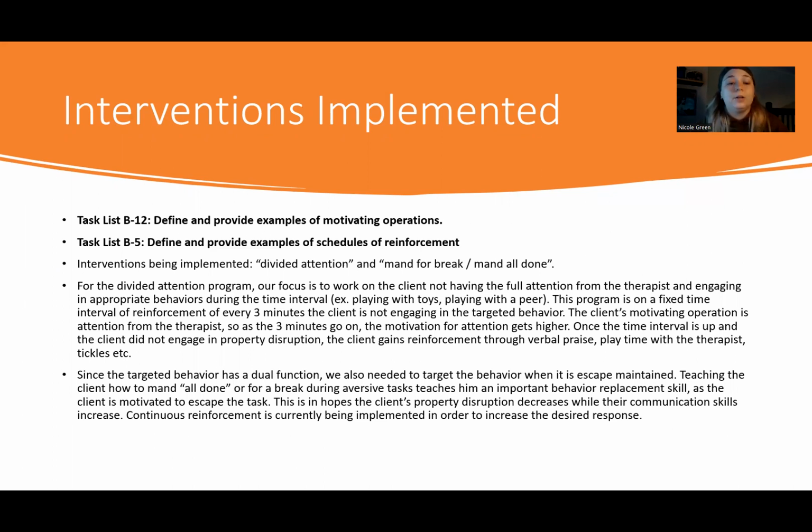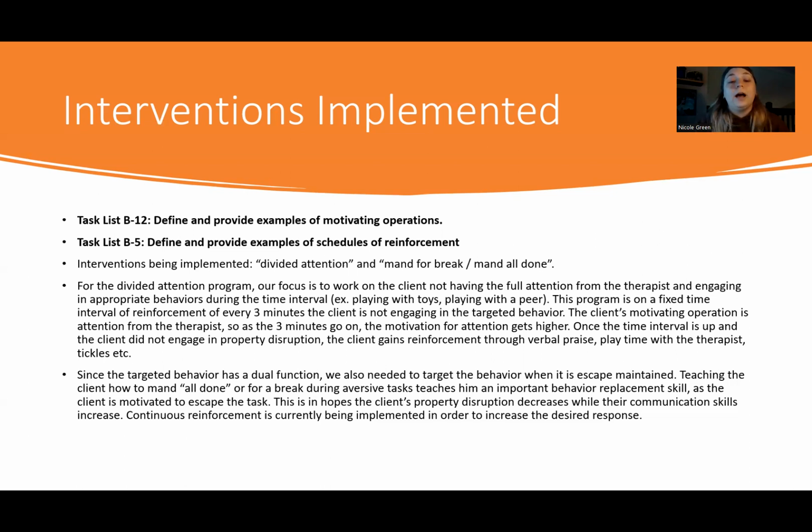The client's motivating operation is attention from the therapist. So as the 3 minutes go on, the motivation for attention gets higher. Once the time interval is up and the client did not engage in property disruption, the client gains reinforcement through verbal praise, playtime with the therapist, tickles, etc.